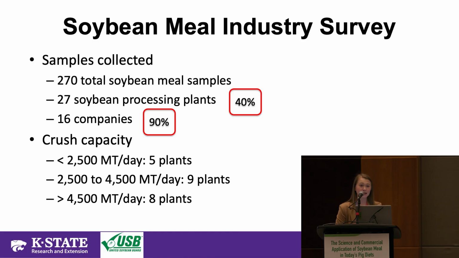Additionally, in this survey, something unique, having this larger sampling of plants, we were able to actually break down the plants by crush capacity as well, where we had 3 different categories. The smaller category was represented by 5 plants, which would be crushing under 2,500 metric tons per day. We then have that medium crush category, which would be crushing 2,500 to 4,500 metric tons per day, which were 9 plants. And then we have the largest crushers, which would be crushing over 4,500 metric tons per day, with 8 plants represented in that category.